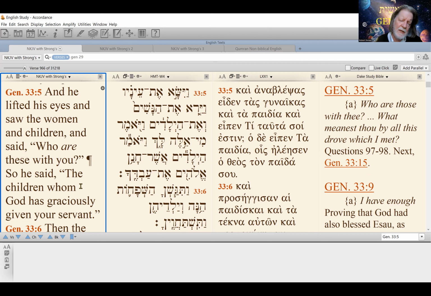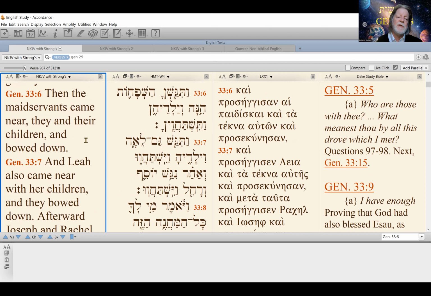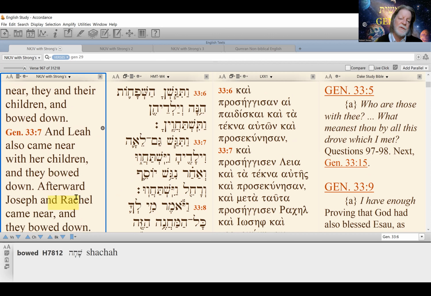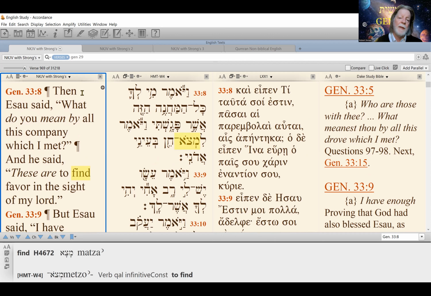And I mean, either of those brothers could honestly say that any children that they have are a gift from God. So verse 6, then the maidservants came near, and they and their children, and bowed down. And Leah also came near with her children, and they bowed down. So all this respect. And afterward, Yosef and Rachel came near, and they bowed down. So everybody's bowing down and showing respect to each other, which is heartwarming.